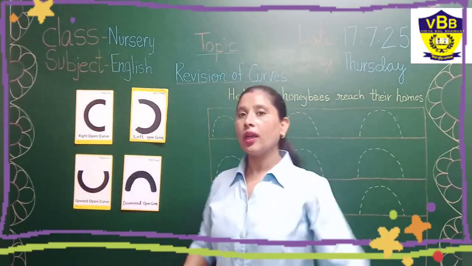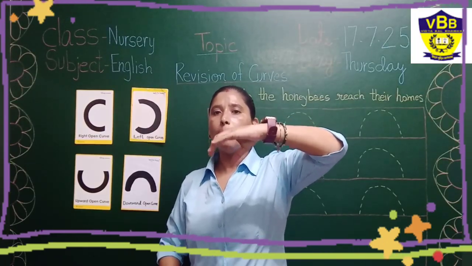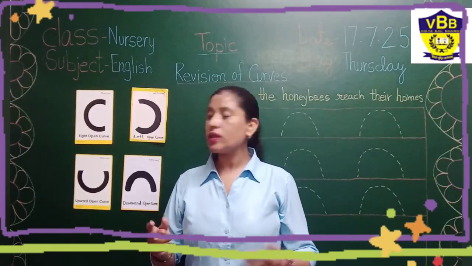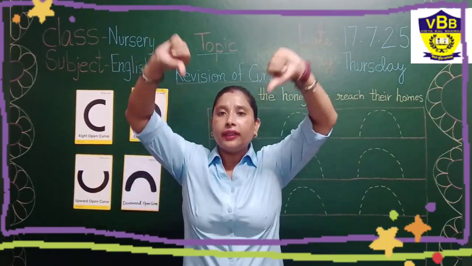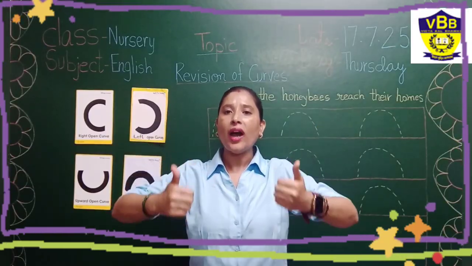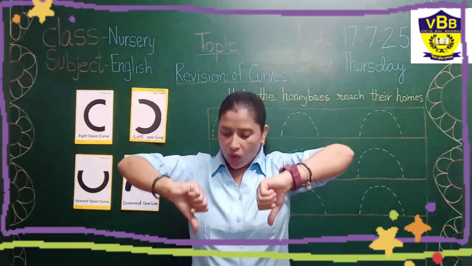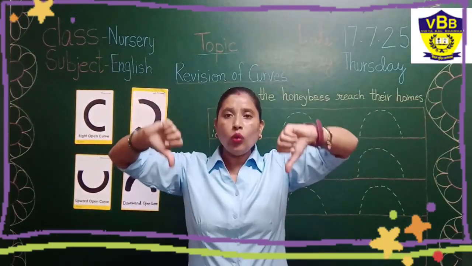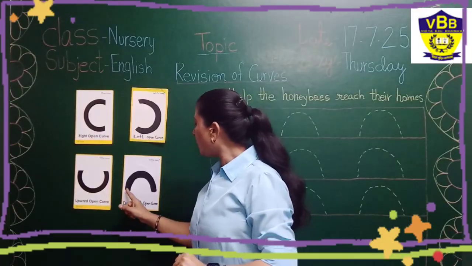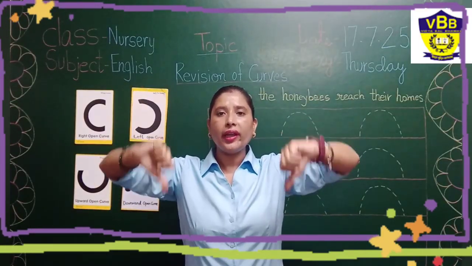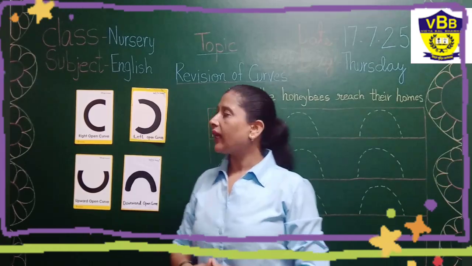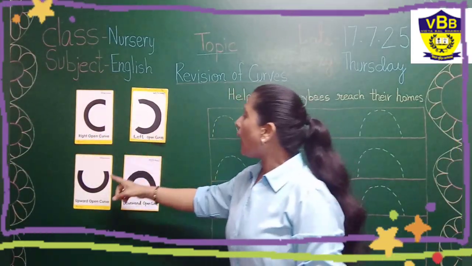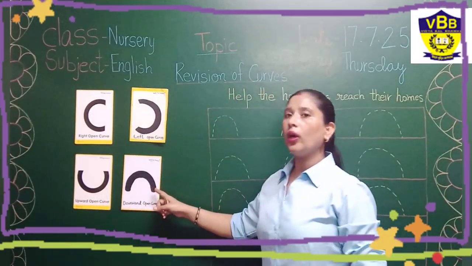The next one is downward open curve. And why do we call this curve a downward open curve? Because the mouth is open in the downward direction. You have to put your thumbs towards the downward direction. Yes, this is downward open curve because the mouth is open in the downward direction. So let's do a quick recap. Right open curve, left open curve, upward open curve, downward open curve.